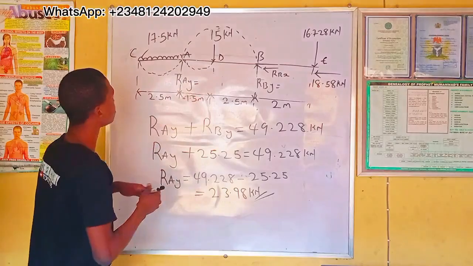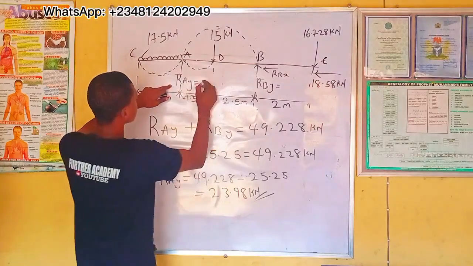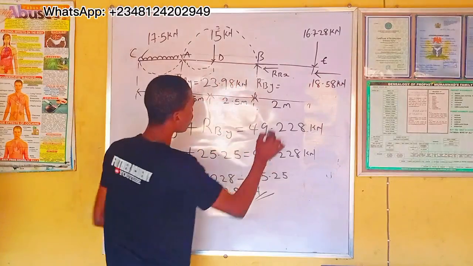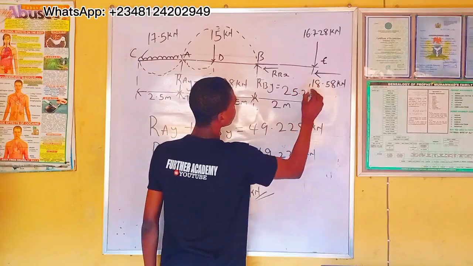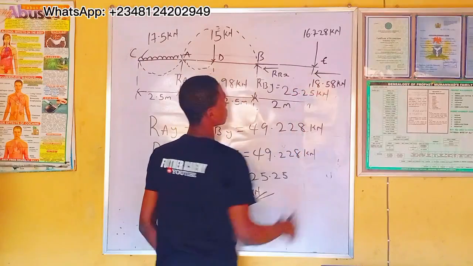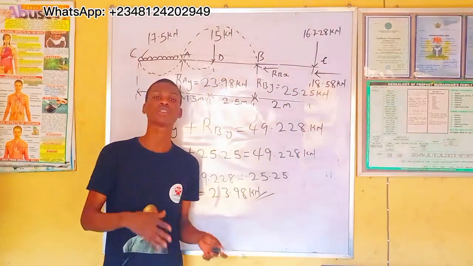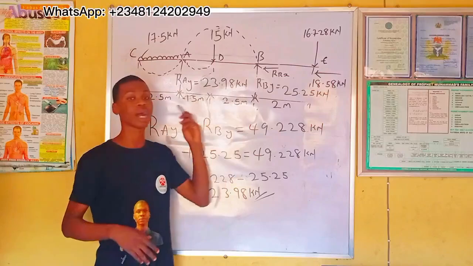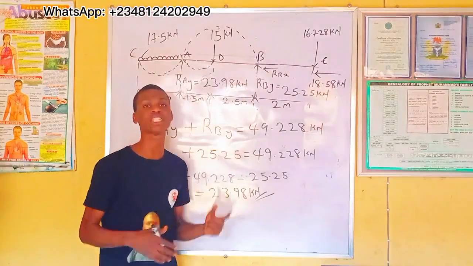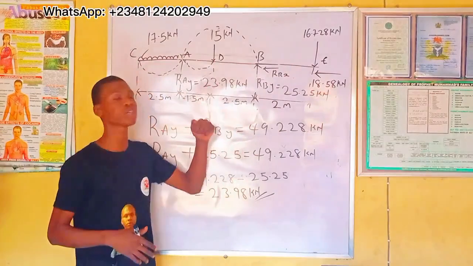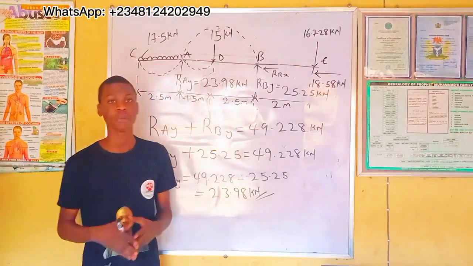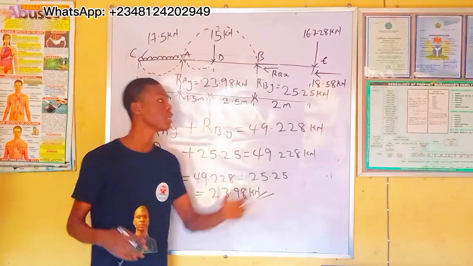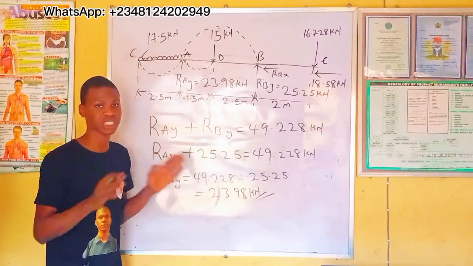So go back to your beam. Substitute the value of RAY to be what? 23.98 kilonewton, and RBY 25.25 kilonewton. Earlier when we discussed equilibrium, we defined the word equilibrium. We said before this beam can be in equilibrium, the net force acting upward must be equal to the net force acting downward. Meaning, if the net force acting upward is equal to the net force acting downward, then this beam is in a state of equilibrium, a state of balance.